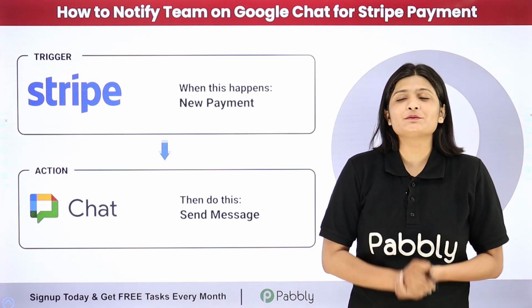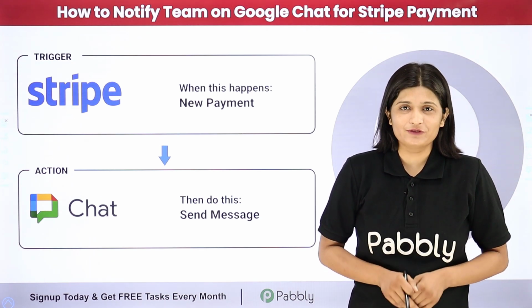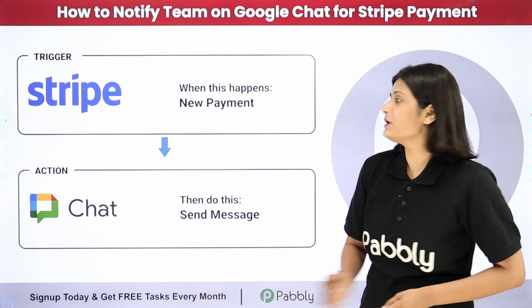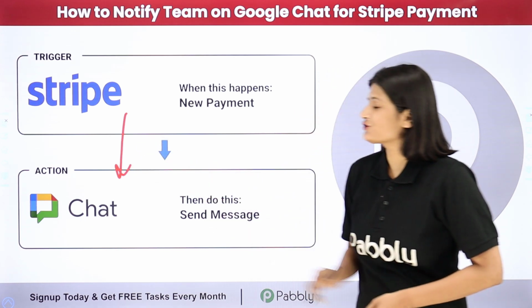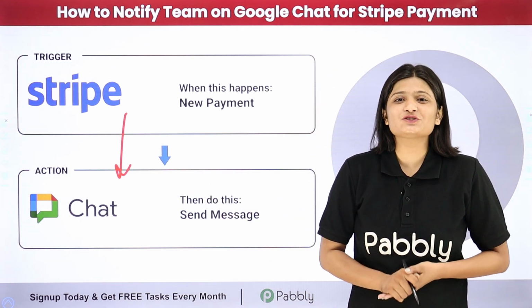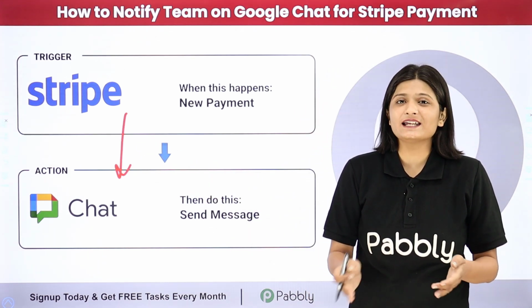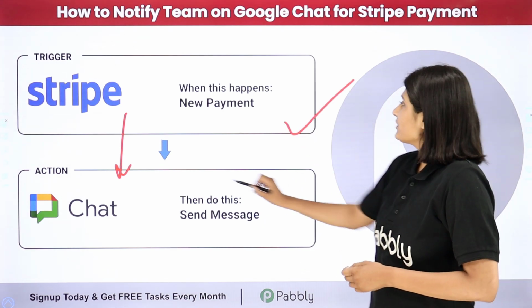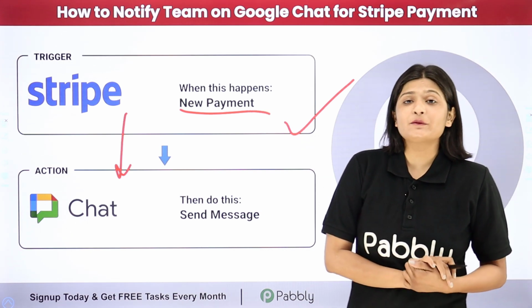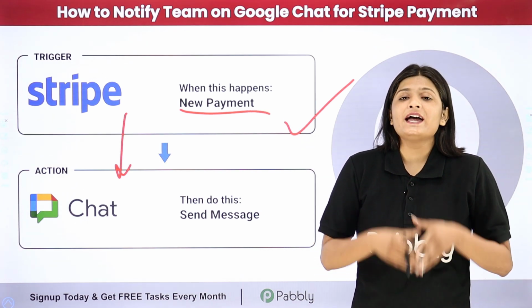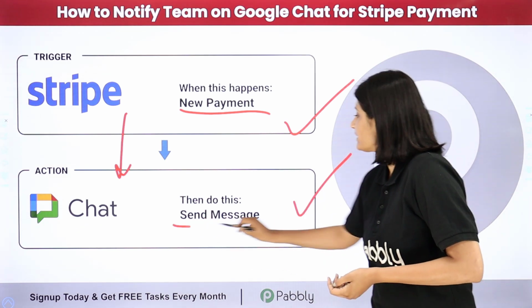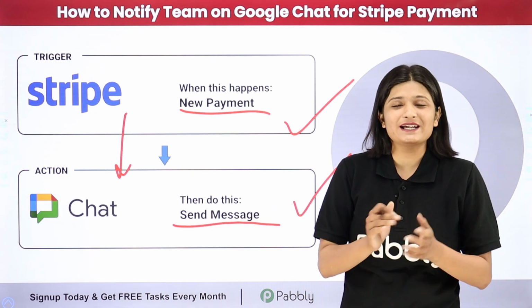Pabbly Connect is an amazing automation and integration software which requires no coding or programming skills. Here I just need to build a connection between Stripe and Google Chat Hangout. Pabbly Connect runs on two principles, which are trigger and action. Here as my trigger application, I am going to take Stripe, where a new payment will happen and this complete workflow will get triggered. And then in my action application, I am going to take Google Chat Hangout, where the message will be sent automatically to my team.